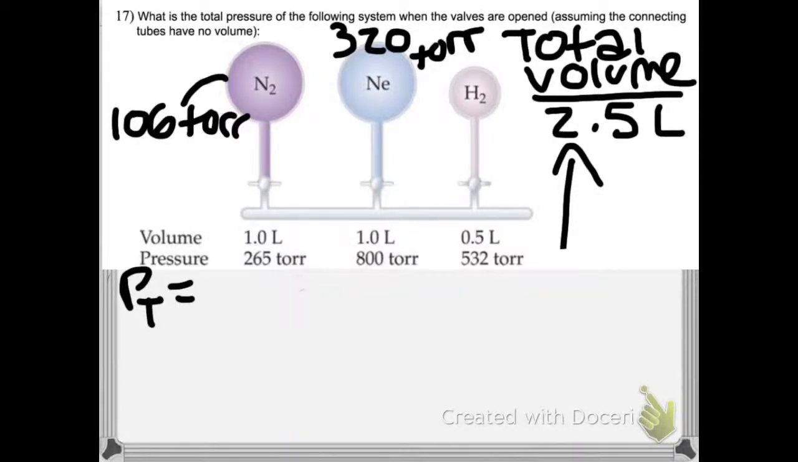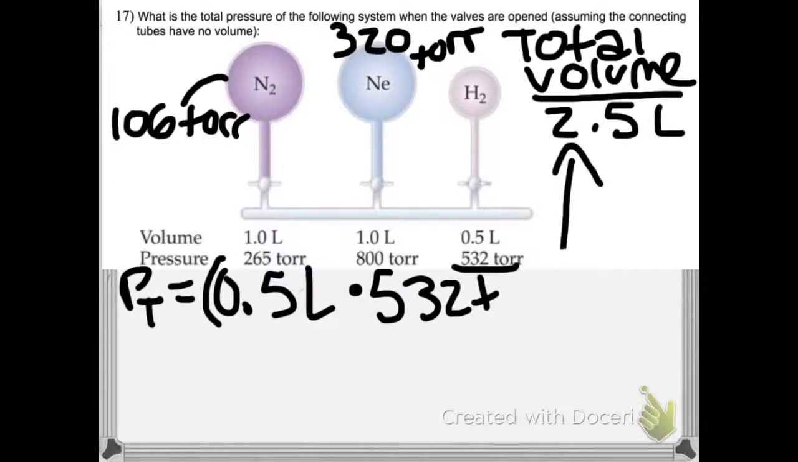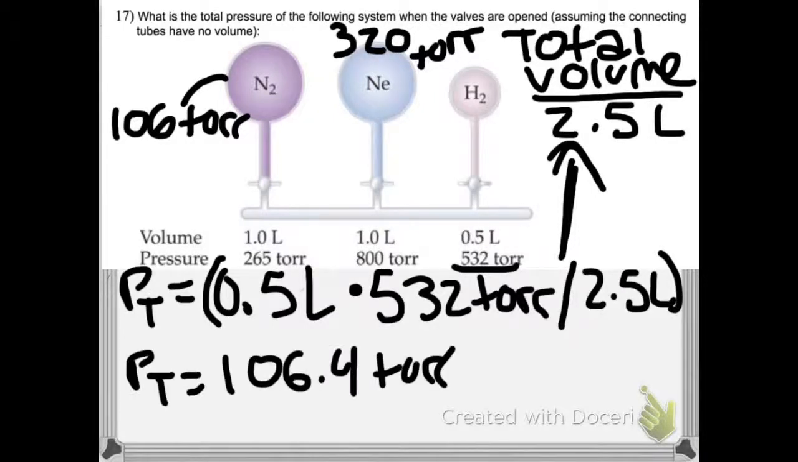So now that we have found the pressure of N2 and Ne, we are going to find the pressure of H2. Once again, we are going to multiply the individual volume of H2, and this time, instead of 1, we have 0.5 liters. So we have 0.5 liters times 532 torr divided by the total volume of 2.5 liters. So when we multiply our 0.5 liters and our 532 torr and divide by 2.5 liters, we get 106.4 torr.